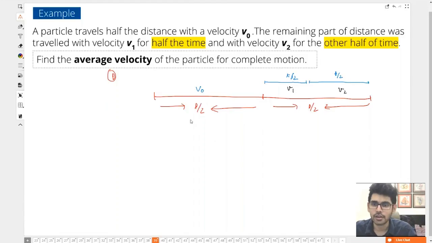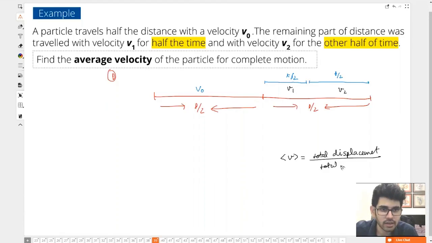Now, what you have to find, always write that. What is average velocity? Average velocity is net displacement, total displacement. The distance will be the same here as the displacement, because it's a straight line. So total displacement or distance upon total time. Let's say the total time is T. Let's call this D by T, capital D by T.